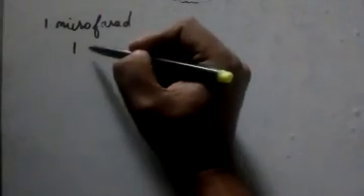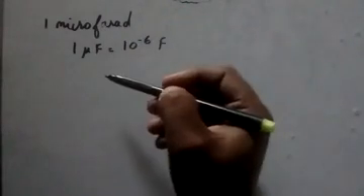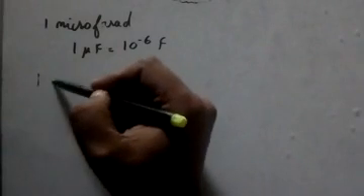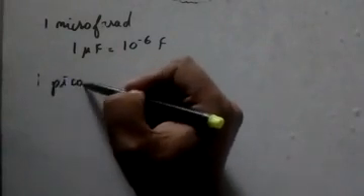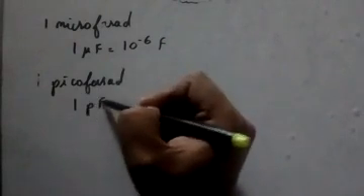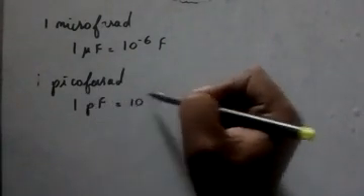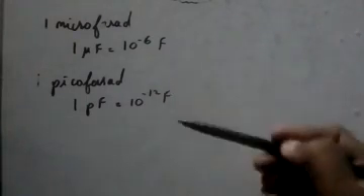Now let us study what is meant by 1 microfarad. It's a small amount. The micro symbol is mu. 1 microfarad means 10 power minus 6 farads. Next we'll see what is meant by 1 picofarad. Usually in circuits you'll find microfarad or picofarad only. 1 picofarad, that's 1 pF, we write small p and capital F, is equal to 10 power minus 12 farads. These are the most common units.